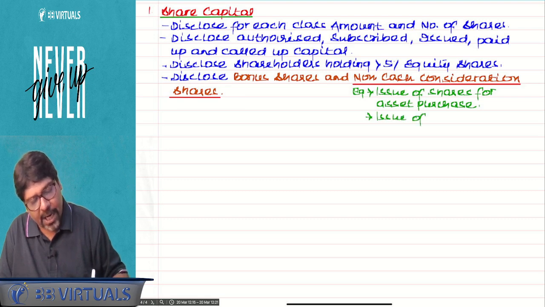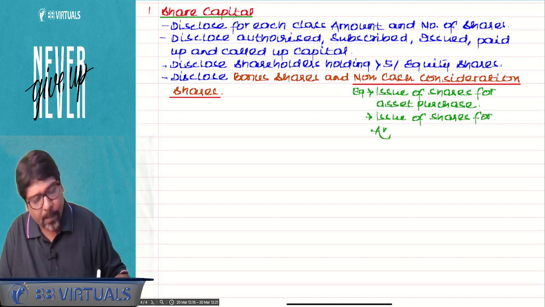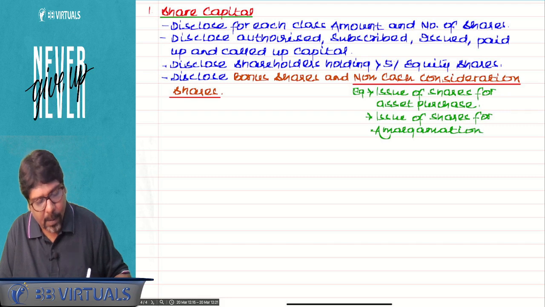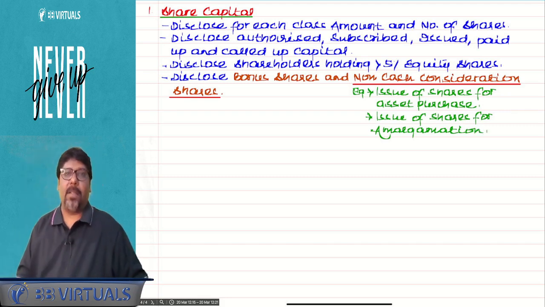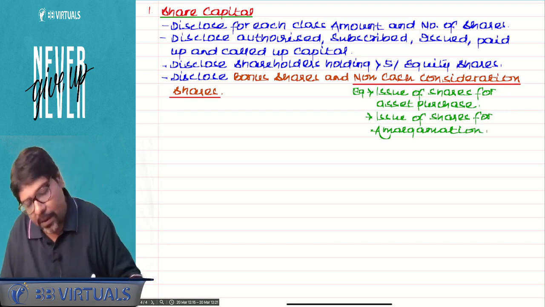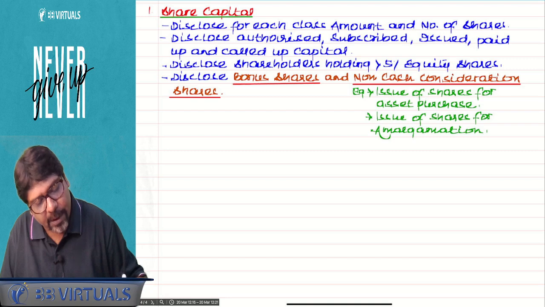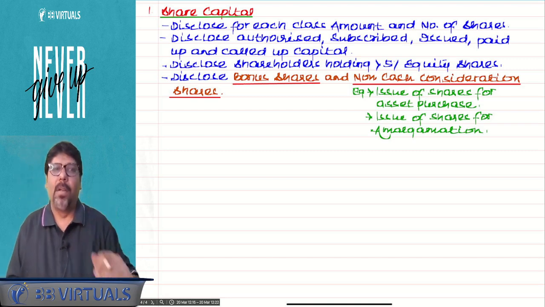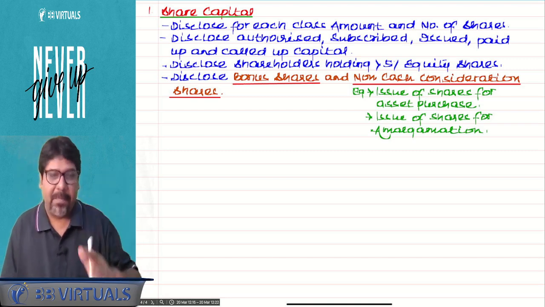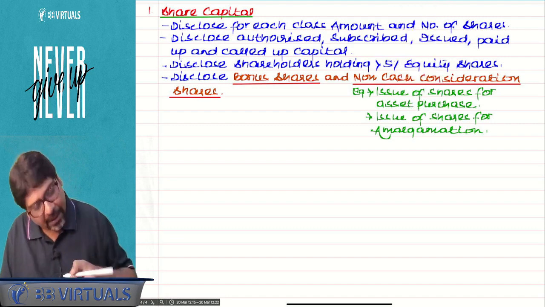Issue of shares for amalgamation. All these are non-cash. Bonus shares, timing you can remember. I'm sure you know. You have studied bonus shares in your foundation. Foundation has to be remembered fully. You forgot after the exam only.